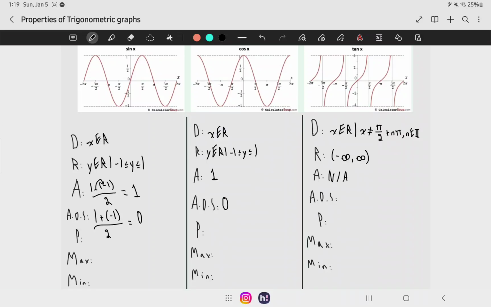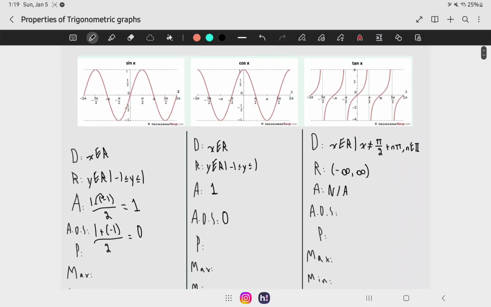Most of the properties of sin x match cos x, but tan x is the only one where it gets a little tricky from the base functions.